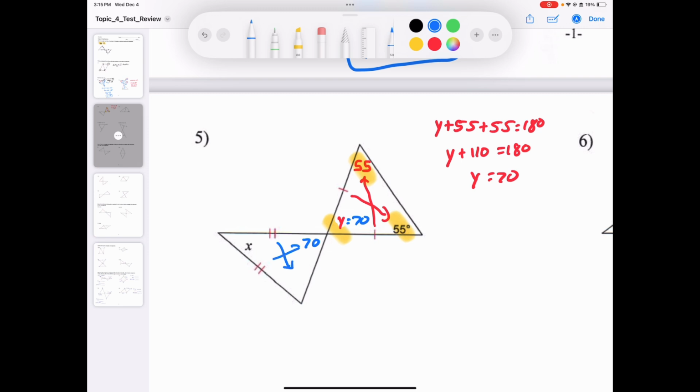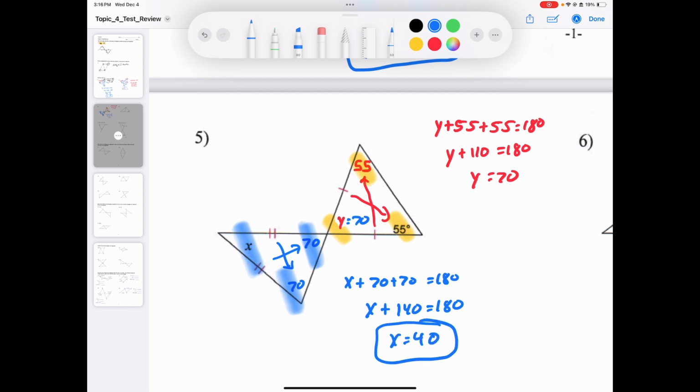And again, notice what's going on here. So that has to be 70. And then the interior angles of the triangle, here, here, and here, they have to add up to 180. So x plus 70 plus 70 has to be 180. So 70 plus 70 is 140. Subtract 140 from both sides. You get x is equal to 40. That's your solution.